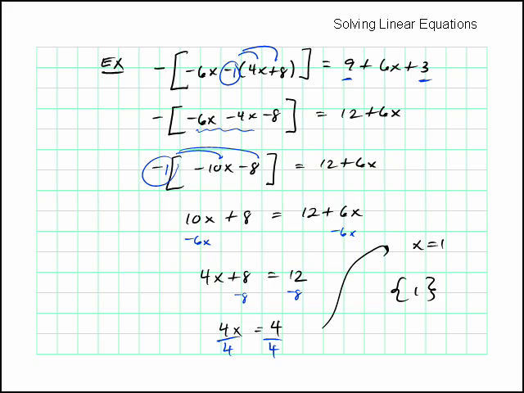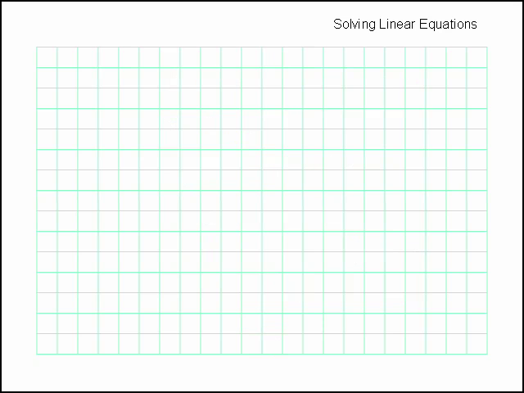Okay, now for some equations that have fractions in them. Let's take, for example, this one. 8x over 3 minus 2x over 4 equals negative 13. Some examples on eliminating fractions.